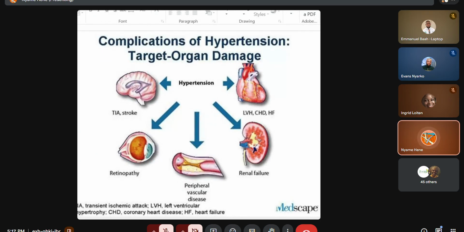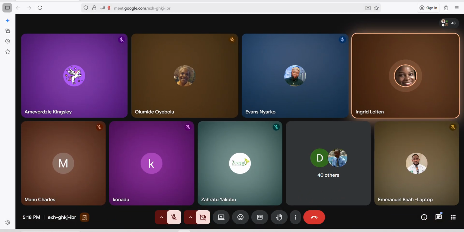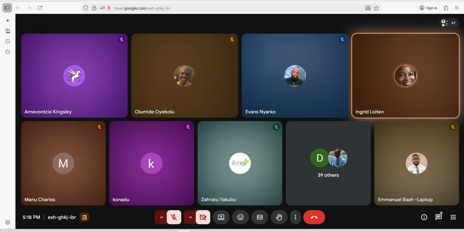Is there a question, Ingrid? Yes, I don't know if I missed it, but I noticed I didn't see the liver on that diagram. So I was wondering about the effect on the liver of a heart condition. You had the kidney and the valves and the brain and the eyes, but I didn't see the liver. That's why I asked.